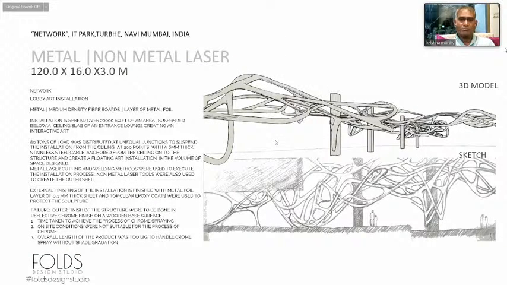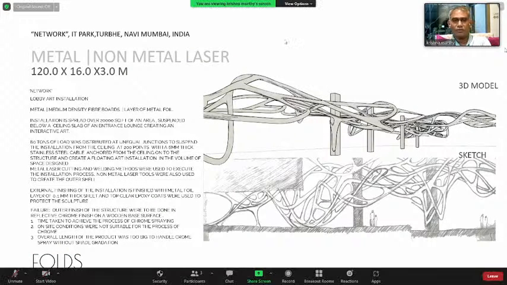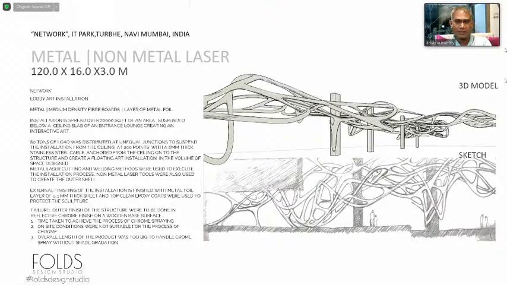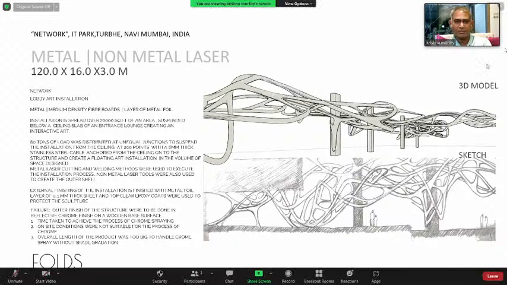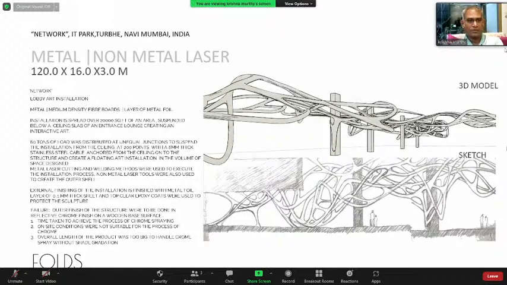So coming to the kind of projects that we are working on, we're going to talk about one sculpture which we have done. In fact, it's an interior project that we have done for an IT park. So we're going to talk about this sculpture and the methods, the tools that we have used, along with the materials. This is a 120-meter long sculpture that we have designed, on the basis of a network. It is for an IT park.